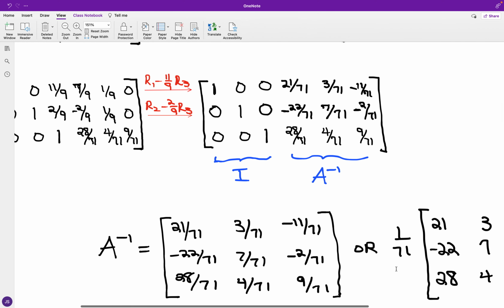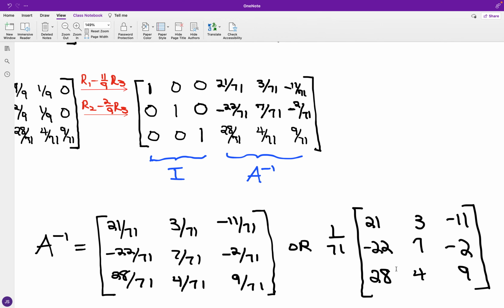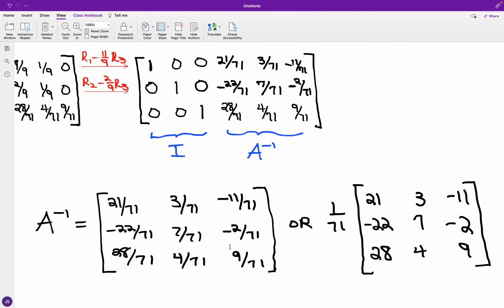So the inverse of A consists of these elements. You can also write this in fractional form as 1 over 71 times, going row by row, 21, 3, negative 11. Then the middle row is negative 22, 7, negative 2. And the last row is 28, 4, and 9.